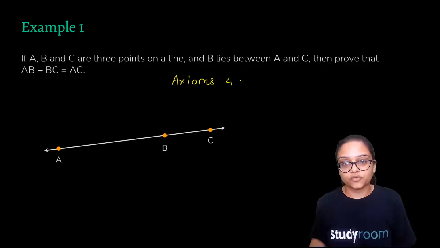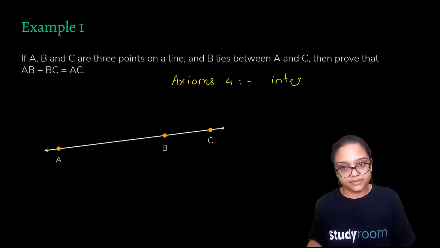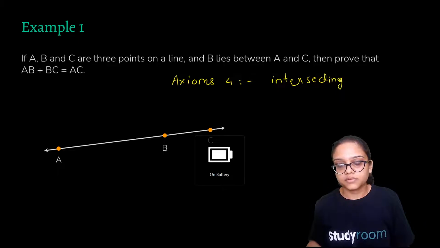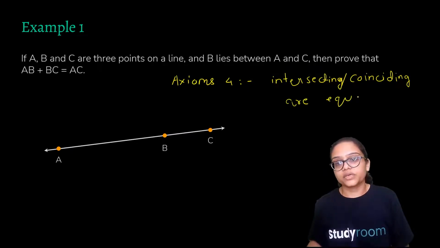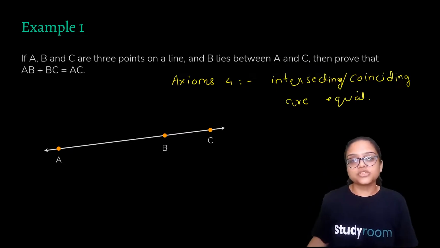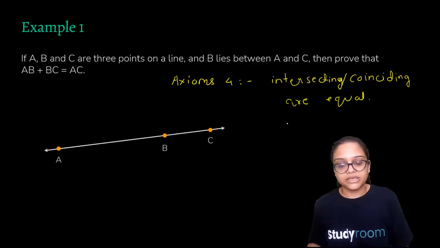Axiom number 4 of Euclid states that things which coincide with one another are equal to one another. The statement is not exactly the same, but you can write the exact statement. I'm just writing it literally, but the meaning is the same.